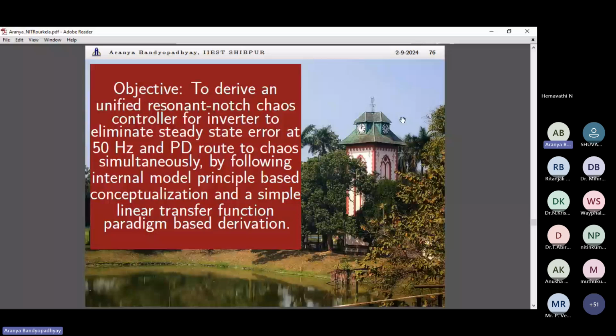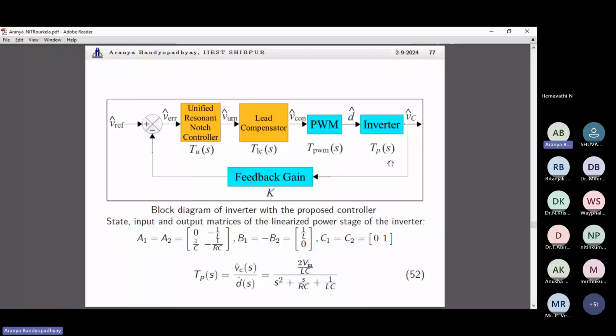Let us now look at this type of block diagram of the inverter; you are basically familiar with it, right? This is the transfer function of the power stage of the inverter. Note that in the case of the DC-DC buck converter, these two terms will not be there. This is the frequency response plot of the linearized power stage.